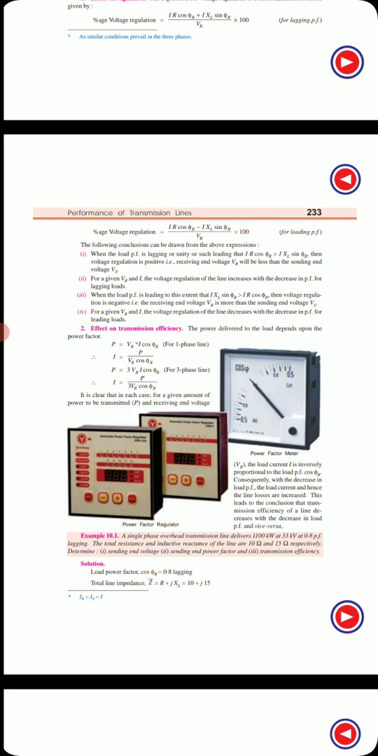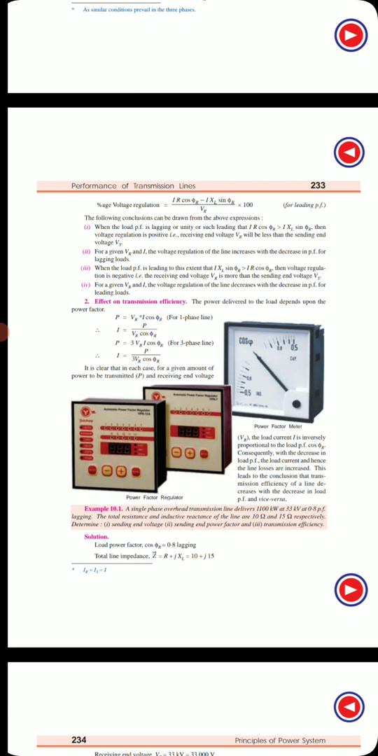It is clear in each case that for a given amount of power transmitted and receiving end voltage VR, the load current I is inversely proportional to the load power factor cos φr. Consequently, with the decrease in the load power factor, the load current and hence the losses are increased. This leads to the conclusion that the transmission efficiency of a line decreases with the decrease in the load power factor. So if the power factor is good, that is unity, obviously losses are less. If the power factor is poorer, with very low values like 0.2, 0.3 and so on, we have more losses. So obviously the transmission efficiency decreases.